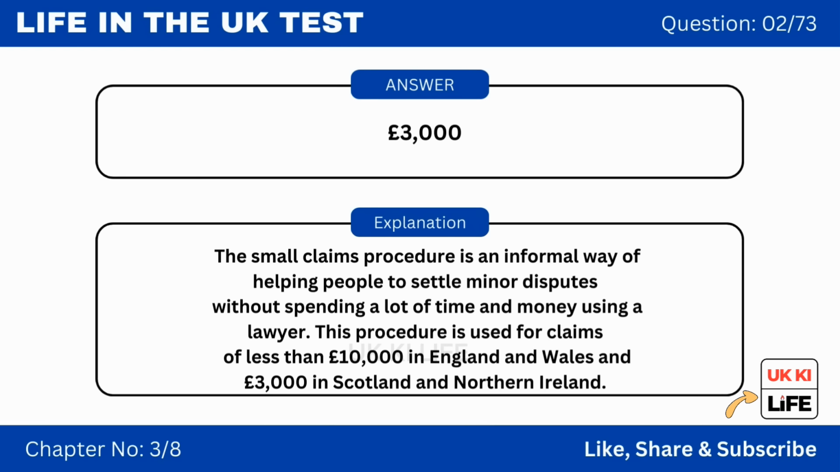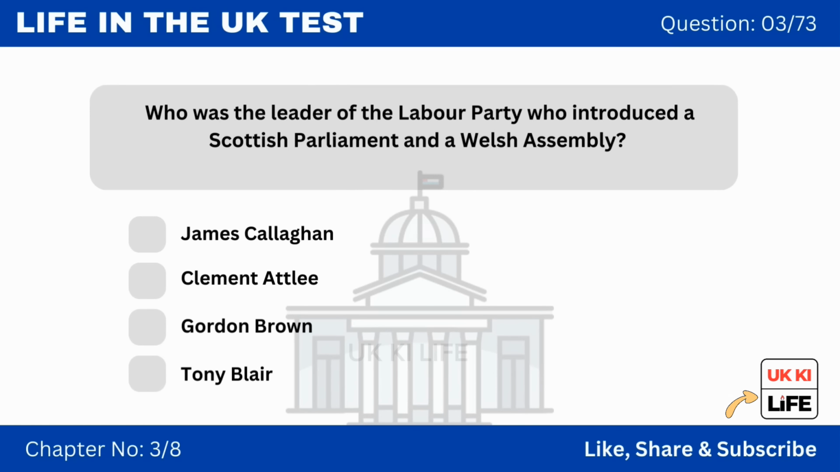Explanation. The small claims procedure is an informal way of helping people to settle without spending a lot of time and money using a lawyer. This procedure is used for claims of less than £10,000 in England and Wales and £3,000 in Scotland and Northern Ireland. Question 3. Who was the leader of the Labour Party who introduced a Scottish Parliament and a Welsh Assembly? James Callaghan, Clement Attlee, Gordon Brown, Tony Blair.